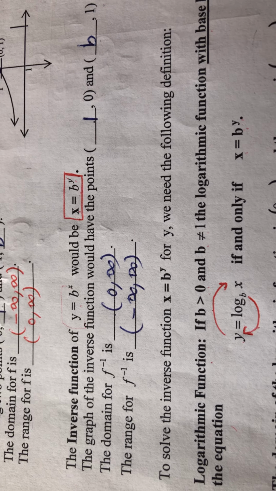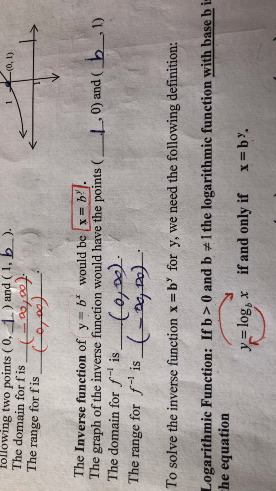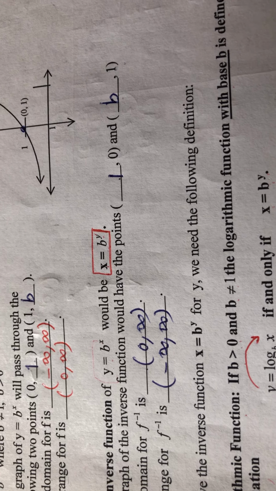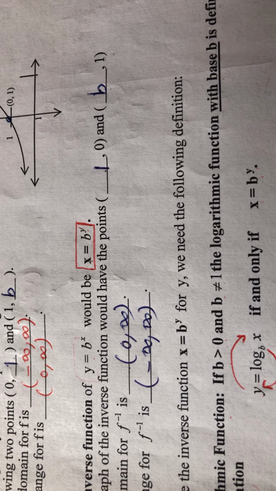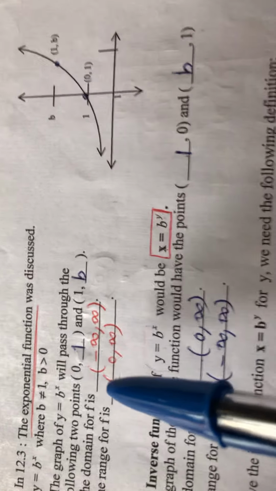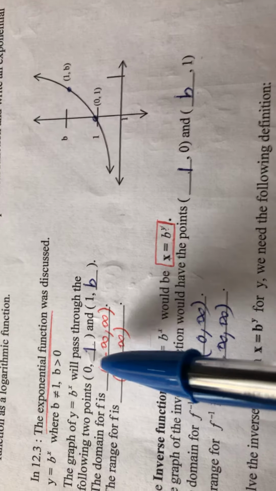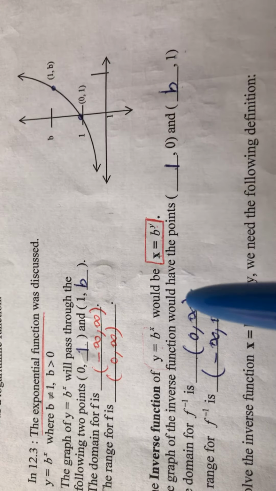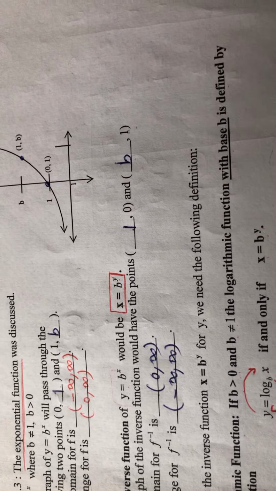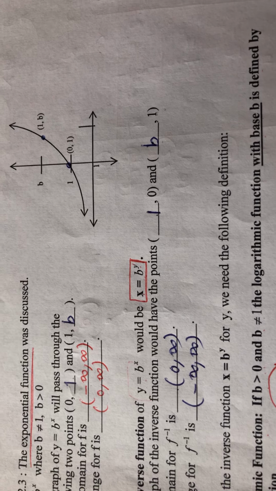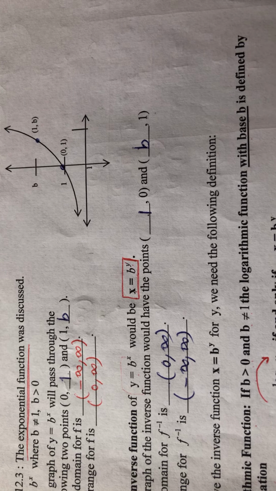Now, the graph of the inverse function would have the points. The inverse function will pass through (1, 0) and (b, 1). Just flip these two ordered pairs. So if the exponential passes through (0, 1) and (1, b), now the inverse function passes through (1, 0) and (b, 1). Just flip these two ordered pairs.